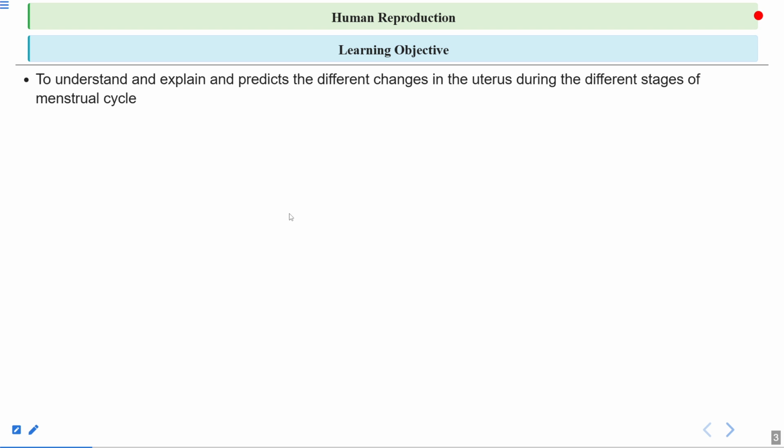So what are the objectives of today's session? What we will learn in today's session? We'll be talking about the menstrual cycle. We will understand what changes occur in the uterus, basically in the uterine wall, during different stages of the menstrual cycle. The menstrual cycle is divided into certain stages. We'll talk about these stages, what is happening in these stages, what is happening to the endometrium, and what hormones are released during the menstrual cycle.